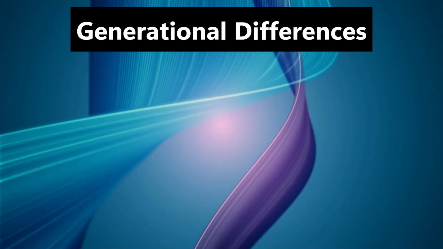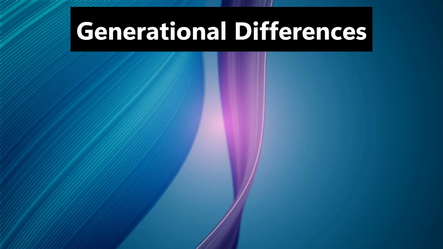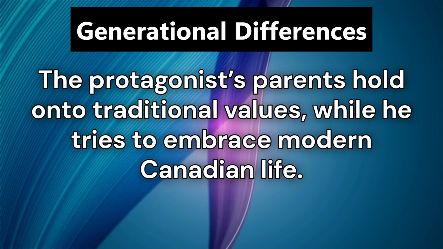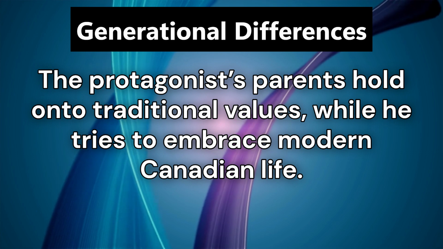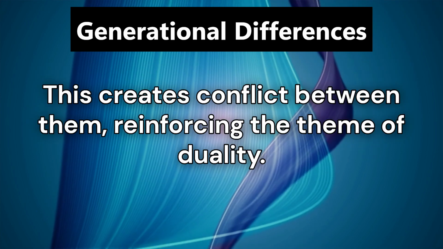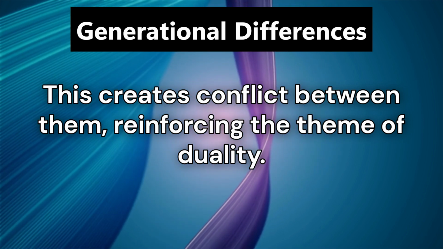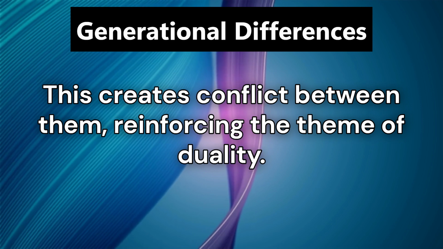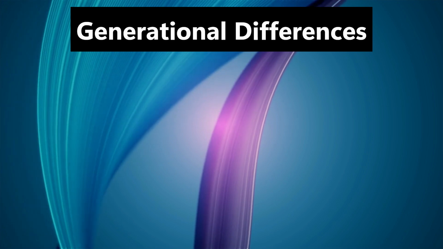Okay, now let's move forward to the third major point, which is generational differences. Here, the protagonist's parents hold onto traditional values while he tries to embrace modern life in Canada. Now, this creates conflict between them, reinforcing the theme of duality. Now, let's take a quote from the book.